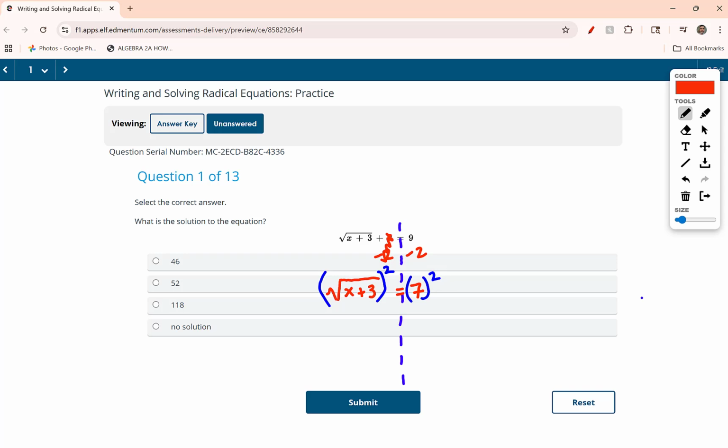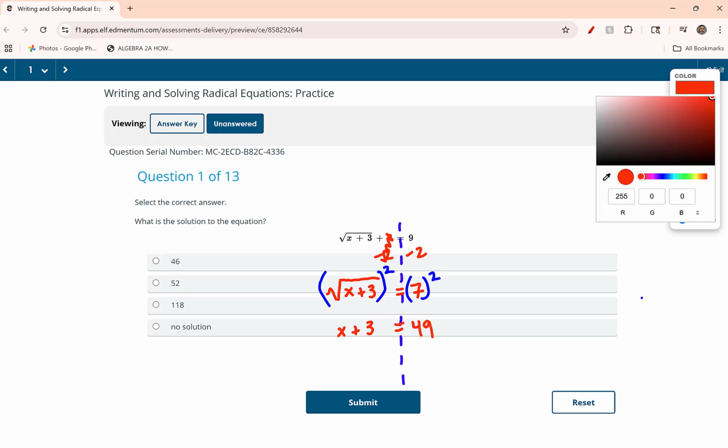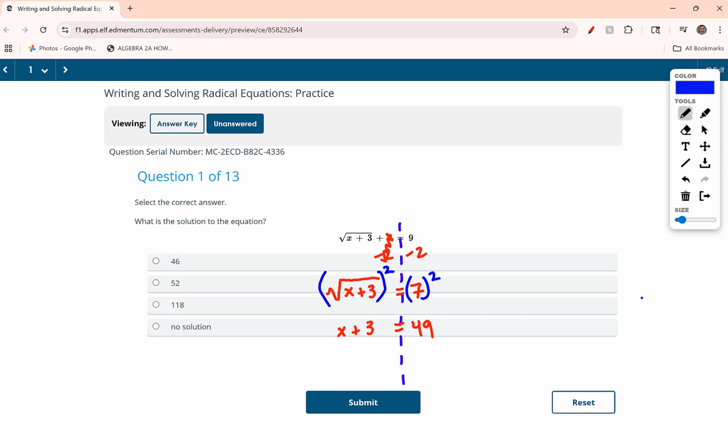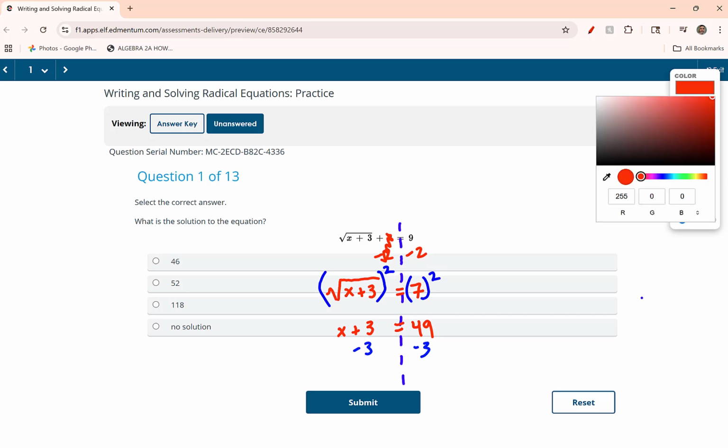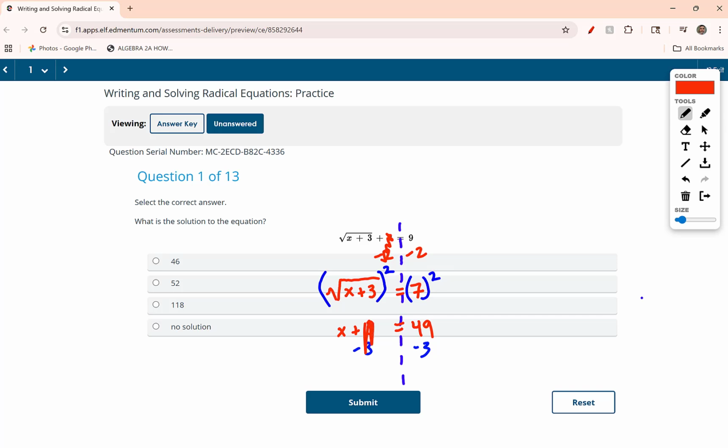So when you square a square root, it cancels out the square root, and we're left just x plus 3, and 7 squared, of course, is 49. Now our last step is pretty straightforward. The inverse operation of a positive 3, we're going to subtract 3 from both sides. These 3's cancel out, and 49 minus 3 is 46.